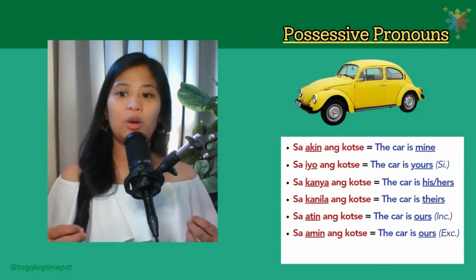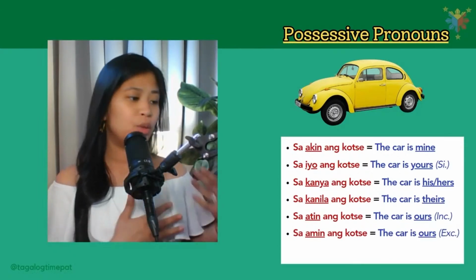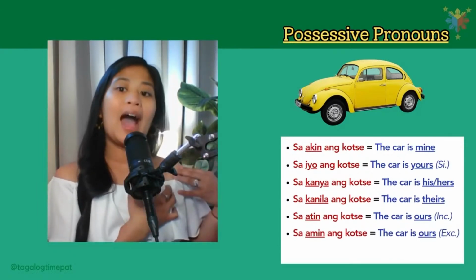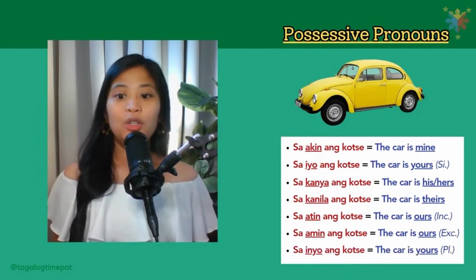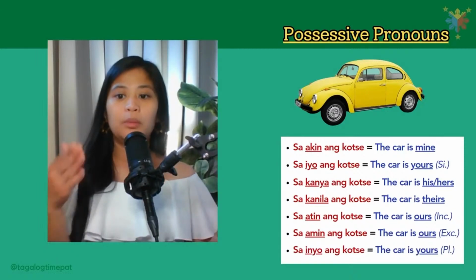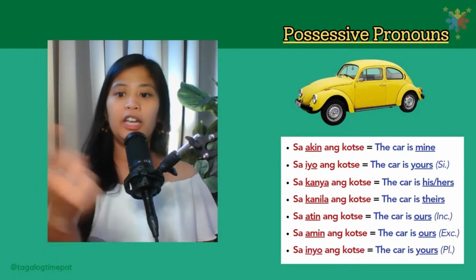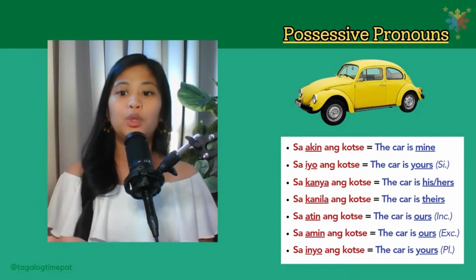Sa amin ang coche, the car is ours, exclusive. So me and my husband Chris, the car is ours. Mine and his. It's ours. Sa inyo ang coche, the car is yours. So maybe you all as a class, you are sharing a car. The car is yours, you plural.